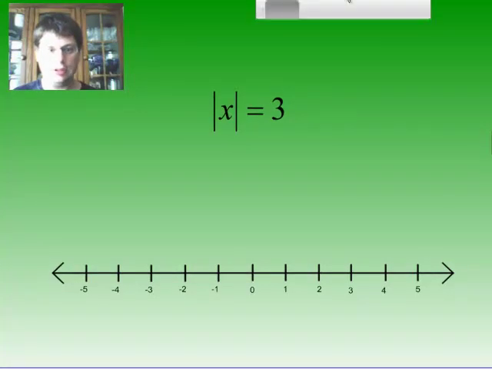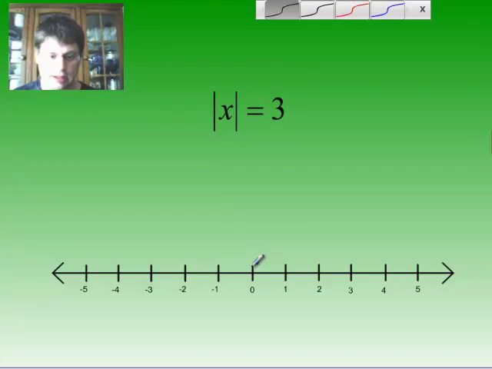Okay, so in this section we're going to be exploring absolute value equations and inequalities. So here I have the absolute value of x equals 3. Now let's take a look at what that really means.